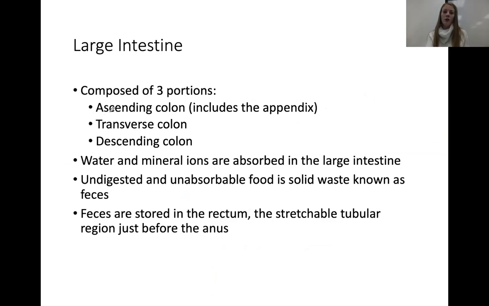The large intestine is also composed of 3 different parts: ascending, transverse, and descending colon. This includes the appendix. You've probably heard of or seen a movie or something of somebody getting their appendix removed. It's fairly common. The appendix is one of those things that doesn't really have a function in our body, so it's okay if it has to get removed. The water and mineral ions are absorbed in the large intestine. This is also where we identify undigested and unabsorbable food that is then passed through us as solid waste known as feces. Feces are stored in the rectum, the stretchable tubular region just before the anus.